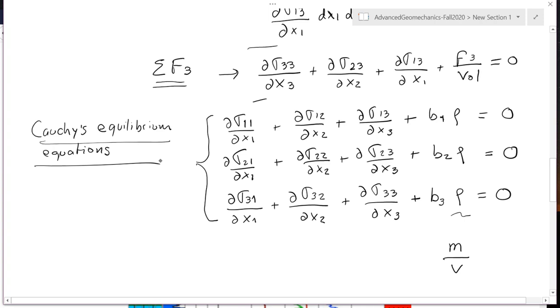In this case, you have three, because we're talking in 3 dimensions. There is a shorter way to write these equilibrium equations, and it looks something like this.